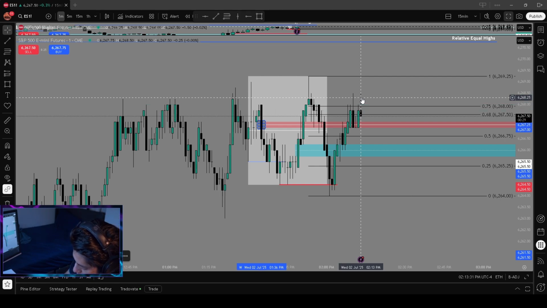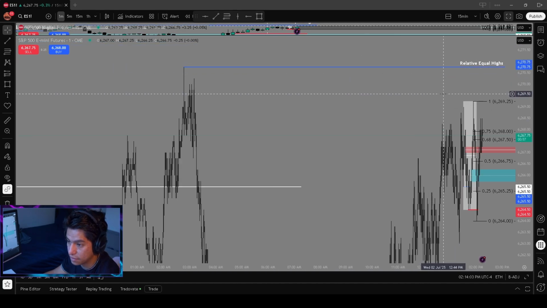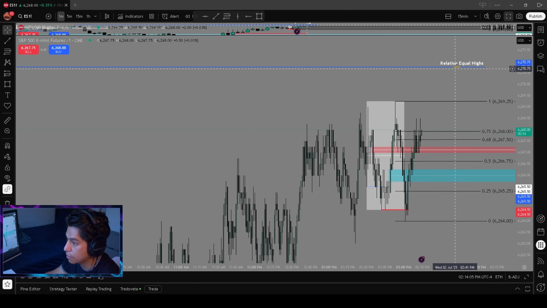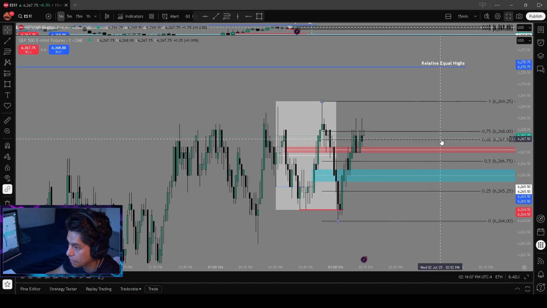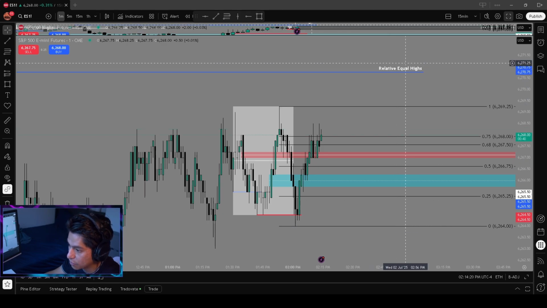Now we are about 75% up into the range. We have relative equal highs above afternoon range. So we do have relative equal highs up here, which I did state in the beginning. Like I do feel like the price is gonna want to reach up there. So that's part of my, I wouldn't say mistake, but awareness that price doesn't have to come back down from here. It can reach up here.